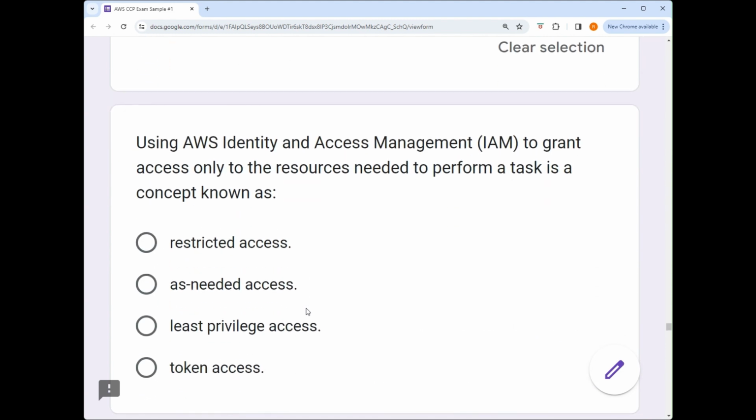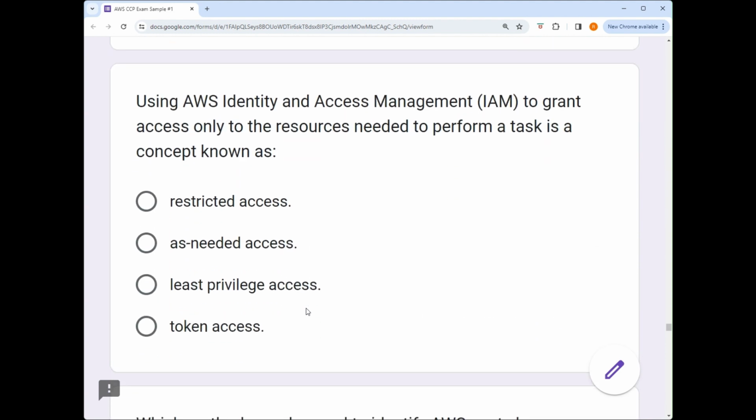Using AWS Identity and Access Management, IAM, to grant access only to the resources needed to perform a task is a concept known as restricted access, as-needed access, least privilege access, or token access. Correct answer: Least privilege access.